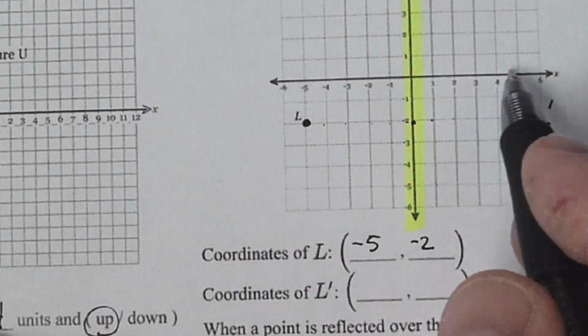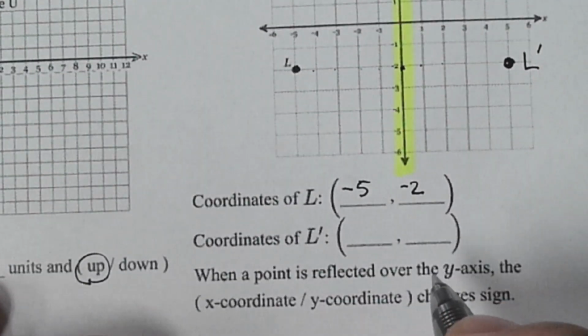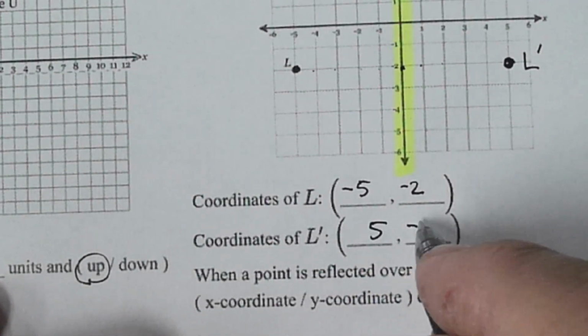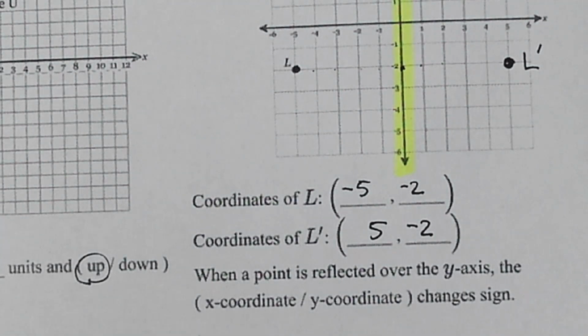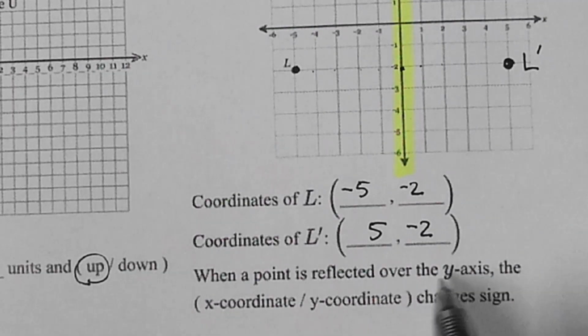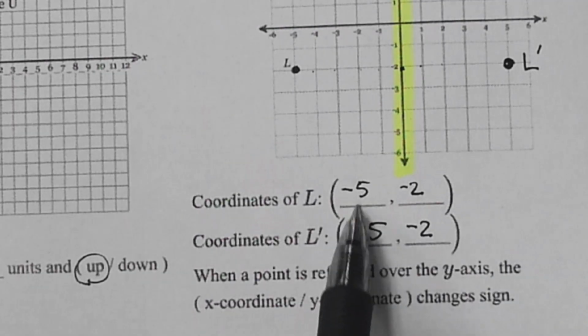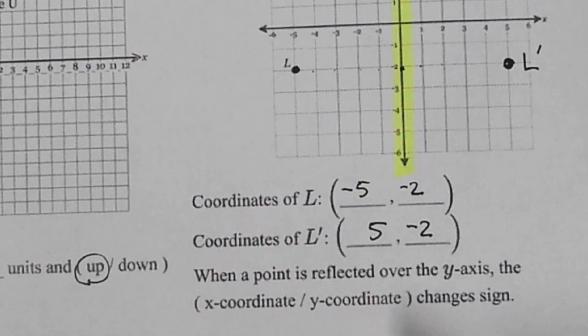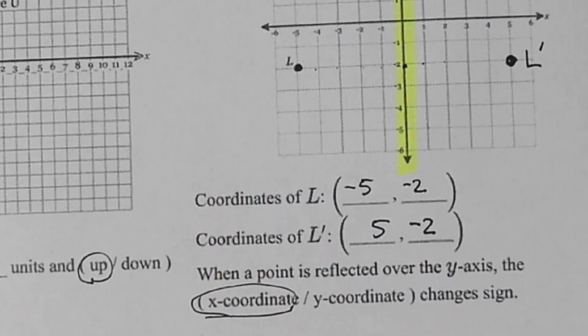So then I now know my answer is (5, -2) for my L prime coordinate. I reflected over the y-axis. When I reflect over the y-axis, what happened? Well, my x coordinates changed signs, -5 to +5. So let's talk about that real quick.